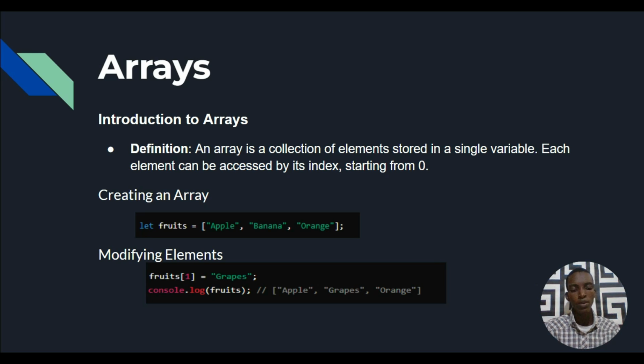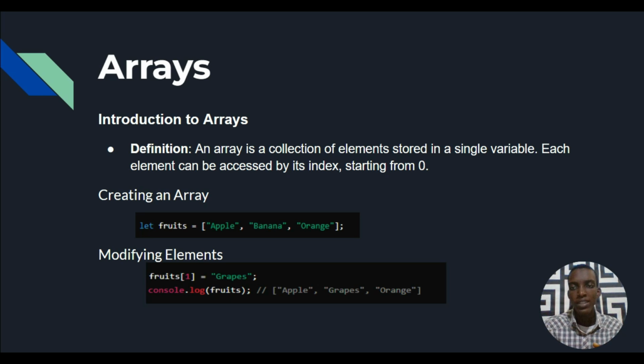So in the last part we talked about loops. The next part we're looking into now is arrays. Now what's an array? An array is just a collection of elements stored in a single variable. Each can be accessed by its index, starting from zero.